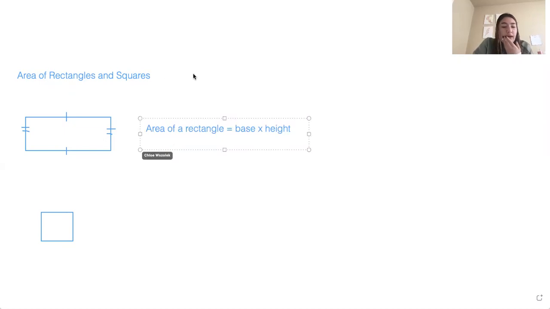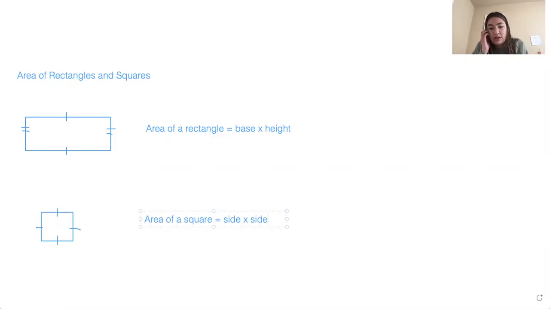Then for a square, because in a square all the sides are equal, to simplify this a little more, you only need to have one side to be able to solve for the area of a square. So you just do side times side. You only need one side and you multiply it by itself.